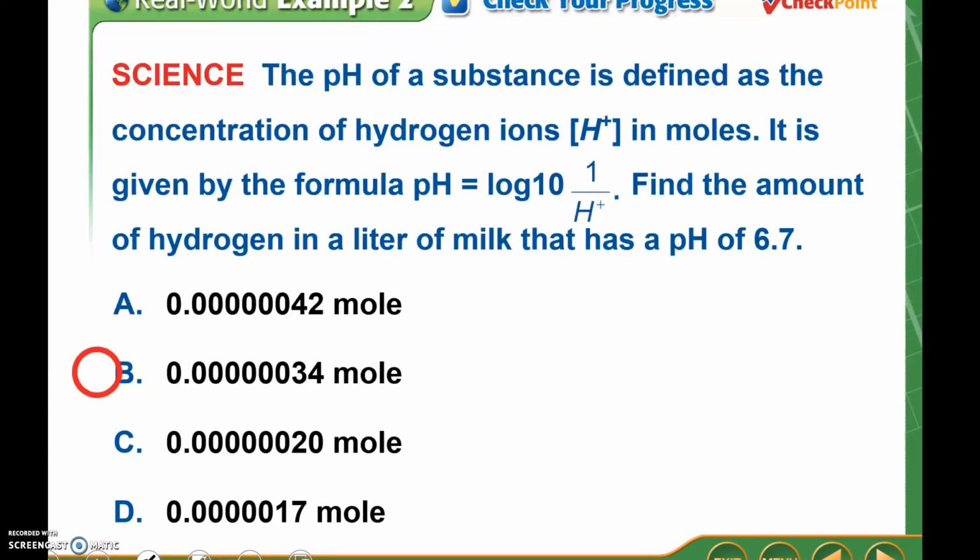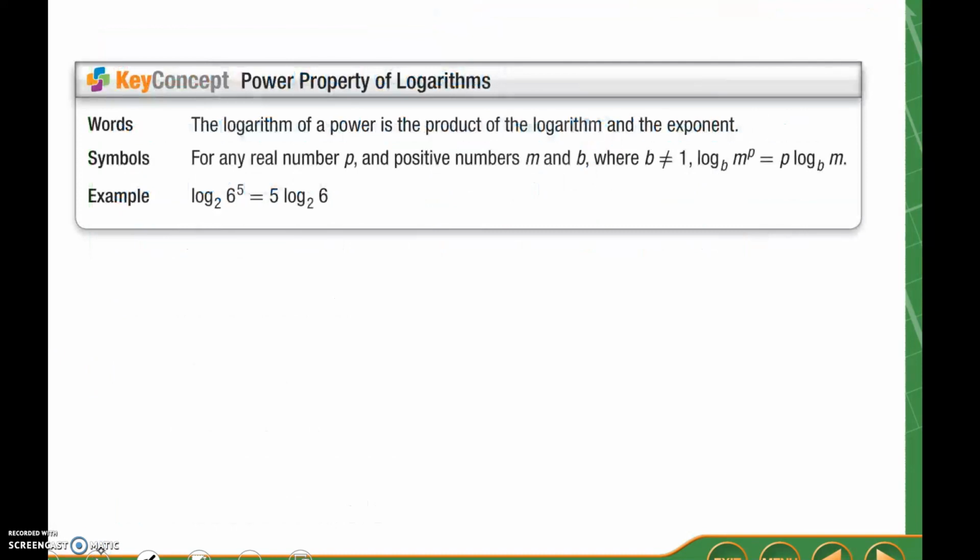All right, let's look at some more here, for time's sake. If I have a power in a log and the bases aren't the same, so it won't cancel out, the power is the same as if I wrote it in front. So it's the same as 5 times log base 2 of 6.